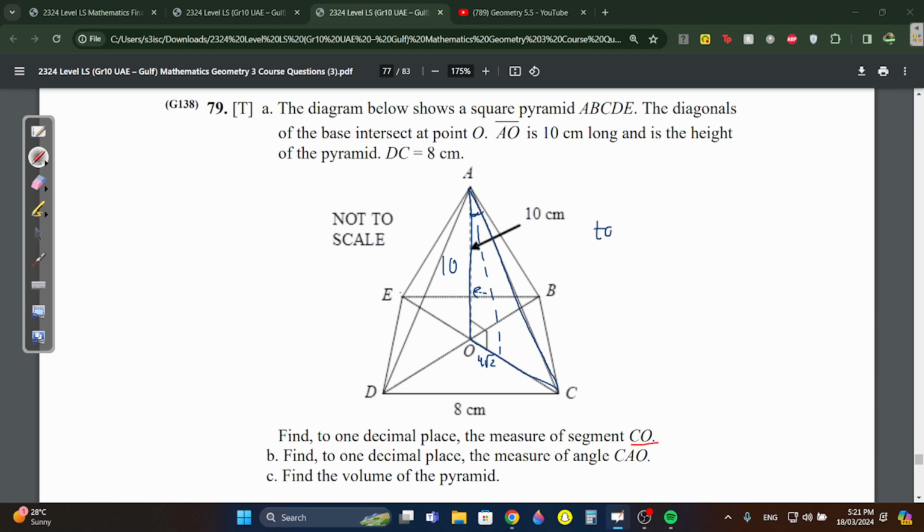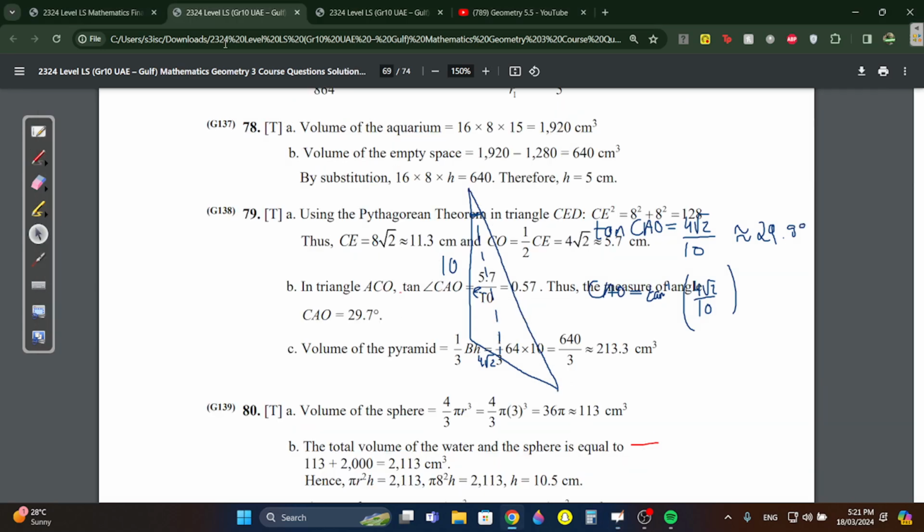So we're going to use tan. So tan of this angle, let's say CAO, equals the opposite, which is 4 radical 2, over the adjacent, which is 10. So CAO equals shift tan of 4 radical 2 over 10, which is 29.49. To one decimal place, it's 29.5 degrees. Is that correct?